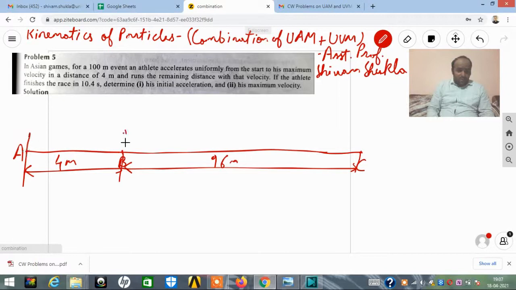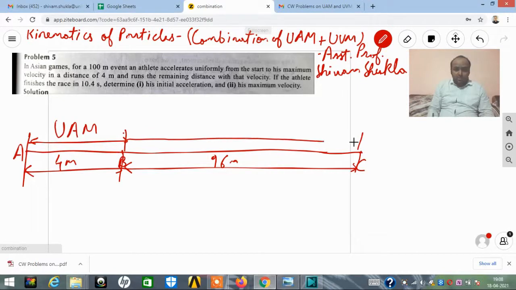From A to B, the athlete is performing uniform acceleration motion, UAM. From B to C, the athlete is performing uniform velocity motion, that is UVM. The initial velocity at point A is 0. At position B, V is equal to Vmax, whatever the maximum velocity gained by the person, and lastly at position C, V is equal to Vmax again.